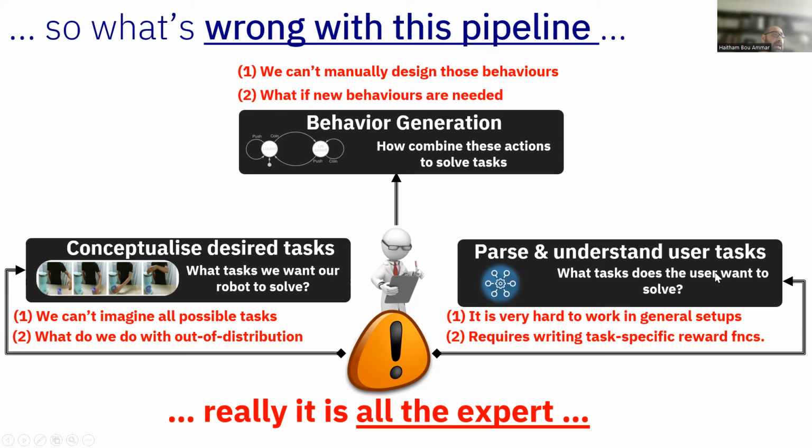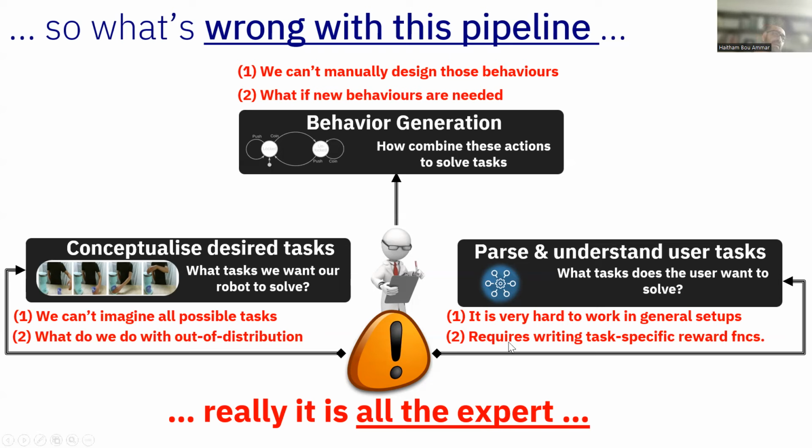The other thing is during understanding the task, right? So what tasks does the user want to solve? Well, it is very hard to work in very general setups because you need some intuitive way for the user to be able to instruct the robot on the task they would like to solve, and you need an intuitive way for the robot to be able to maybe take that task and then map it to its actions. So it's really hard to work in general setups.